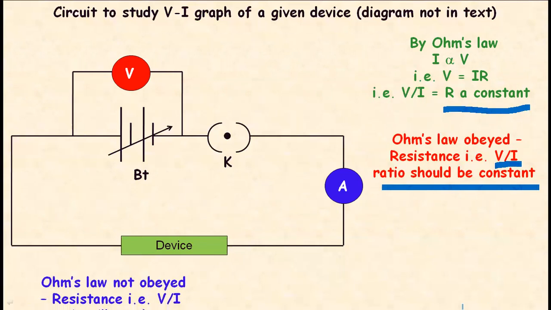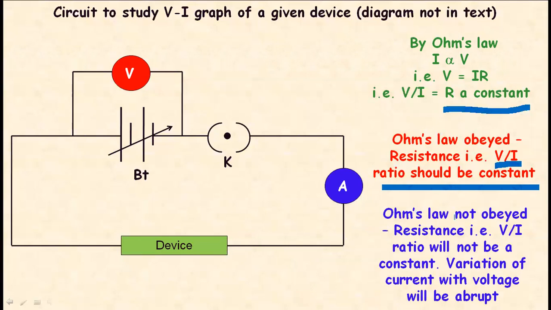Okay, right. Now, when I say Ohm's law is not obeyed, then the resistance of the device will not be a constant. Or in other words, the ratio of V to I will not be a constant. So whenever I want to prove the device is obeying Ohm's law, just prove the ratio of V to I, that is the resistance of the device, to be a constant. And whenever I want to prove that a device is not obeying Ohm's law, just prove the resistance of the device connected in the circuit is not a constant. That is to say, I have to prove the ratio of V to I varies, is not a constant.